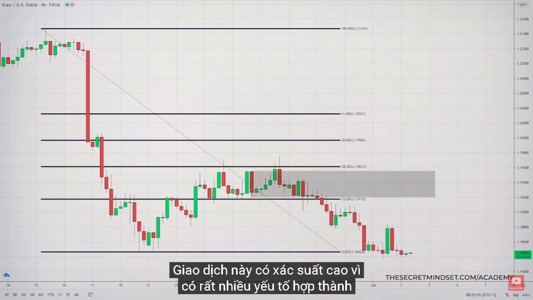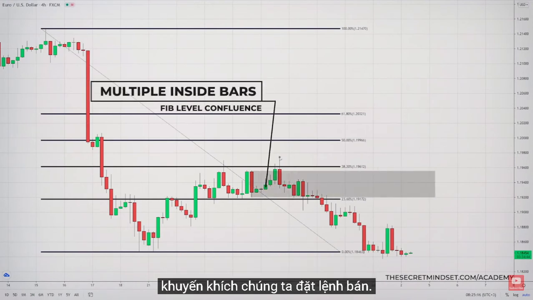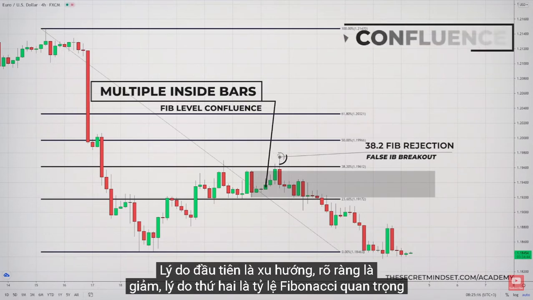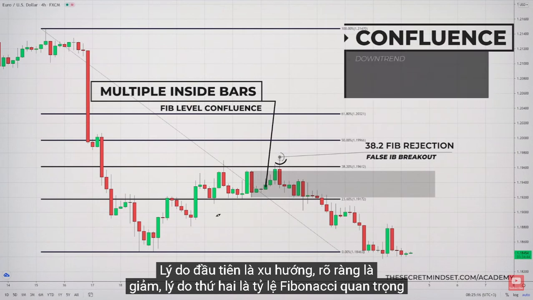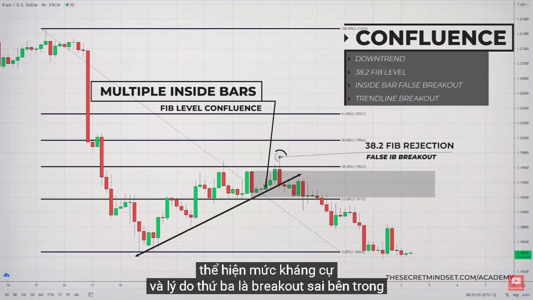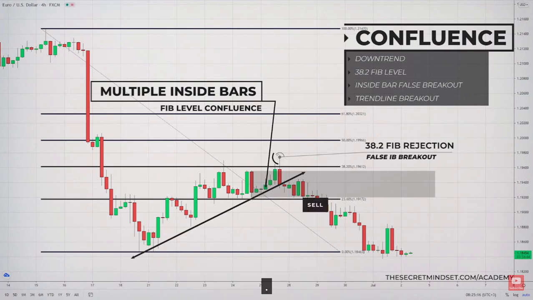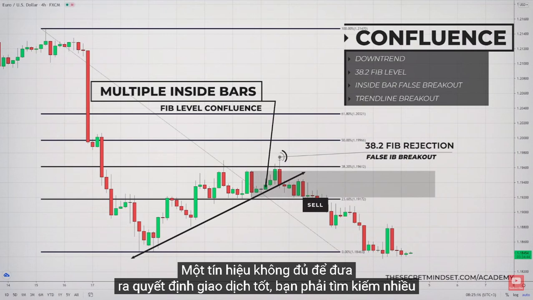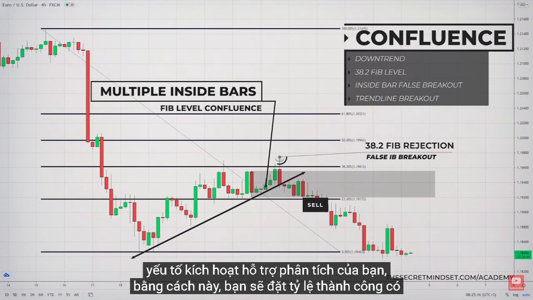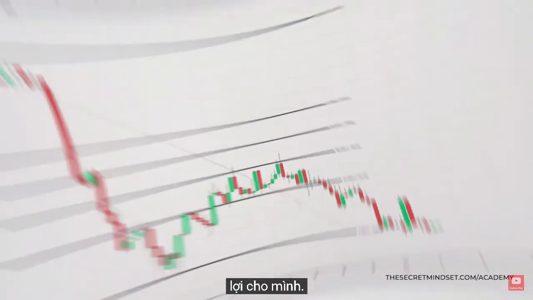This trade is a high probability one because there are lots of factors of confluence that encourage us to place a sell order. The first reason is the trend, which is obviously down. The second is the key Fibonacci ratio that represents an important resistance level. And the third one is the inside bar false breakout. One signal is not quite enough to make a good trading decision, so you have to look for multiple triggers that support your analysis. This way, you will put the odds of success in your favor.